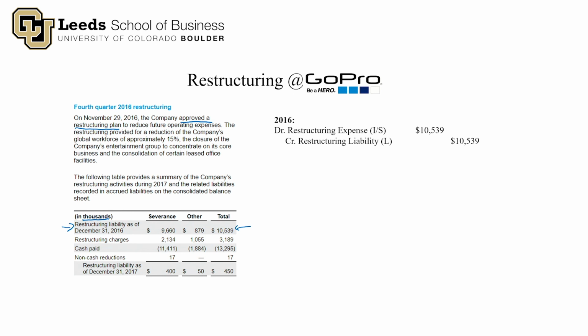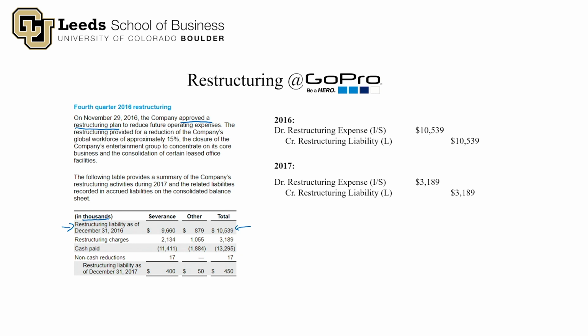So the first thing that happened is they realized that their liability wasn't big enough. Okay, so the $10.5 million that they estimated that the restructuring was going to cost wasn't big enough. And so they had to add to that liability during 2017. So during 2017, they did this journal entry again. They recognized more expense on their income statement, and they increased their liability by $3.1 million because the restructuring ended up, the estimate went up from what it was at the end of 2016.